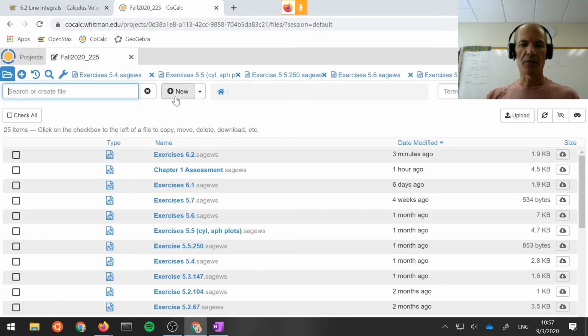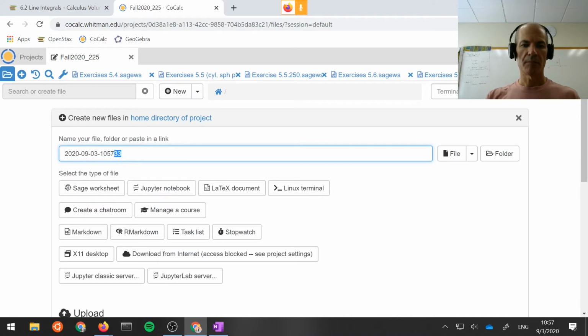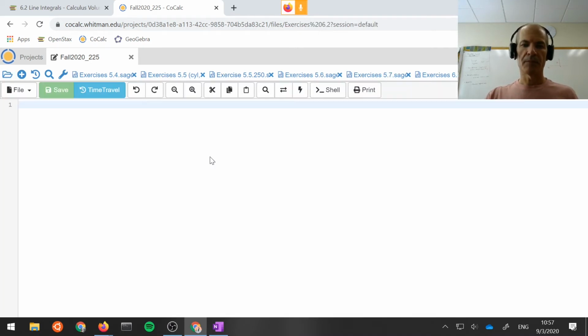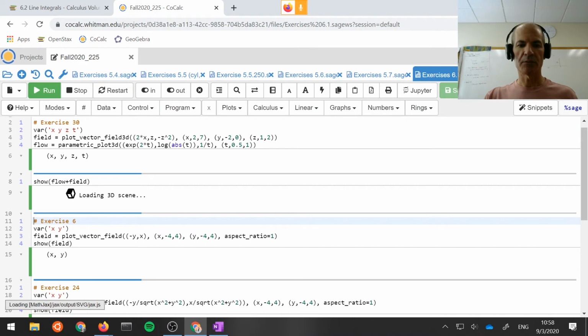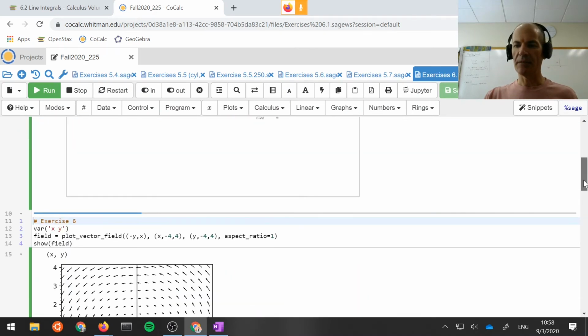So let me just quickly create a new worksheet. This is exercises. Oh, I think I have one of these. Exercises 6.1. Let's do exercises 6.2. Whoops. I'm giving up. Okay, let's use exercises 6.1 since we're not really doing anything deep here.